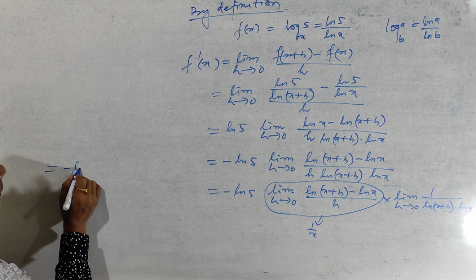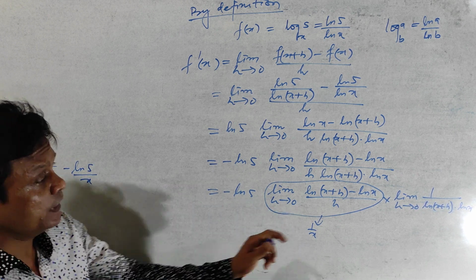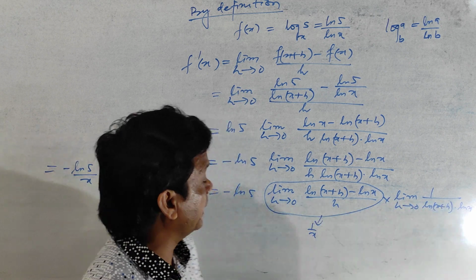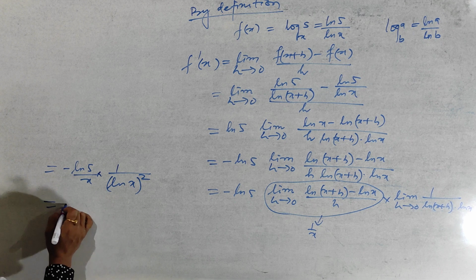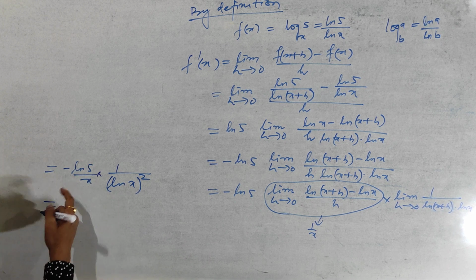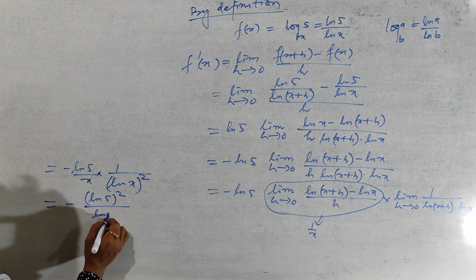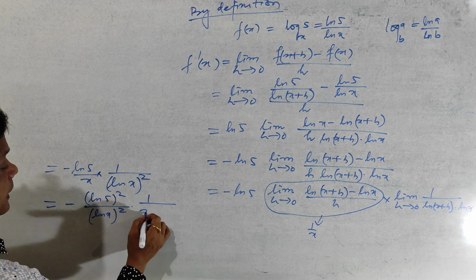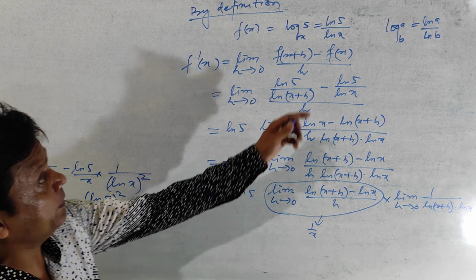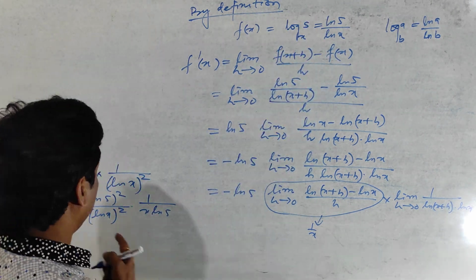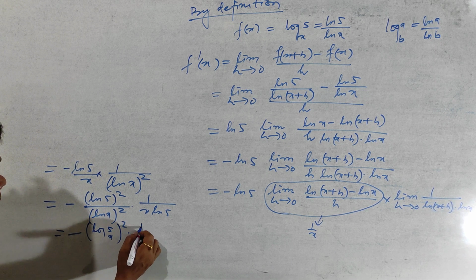So finally minus ln 5 into 1 by x, and in this one put h equal to 0: ln x into ln x. So 1 by ln x square, and this can be written by multiplying ln 5 whole square in the numerator and denominator. It will become ln 5 whole square by ln x whole square into 1 by x ln 5. I can write like this also. So ln 5 by ln x is log 5 to the base x. So it will be log 5 to the base x whole square into 1 by x ln 5.